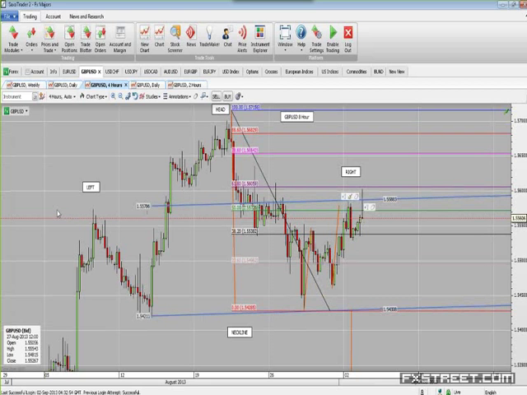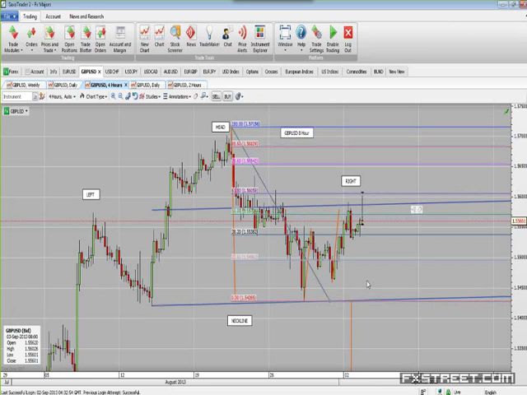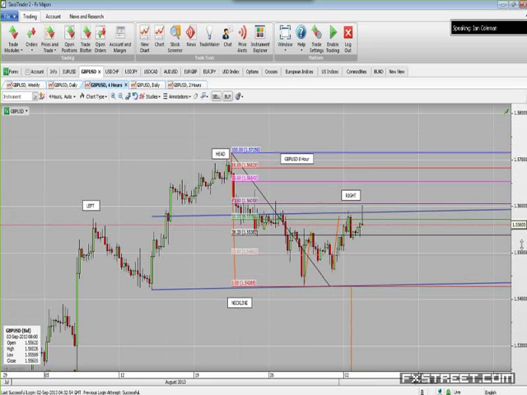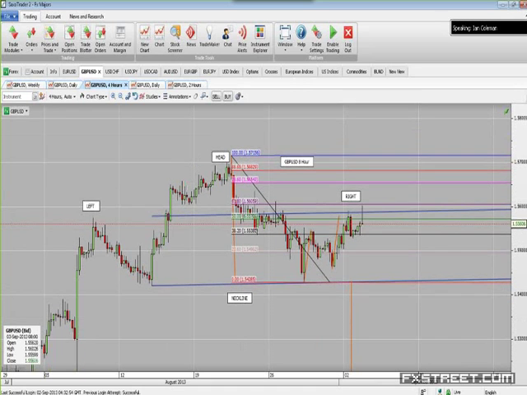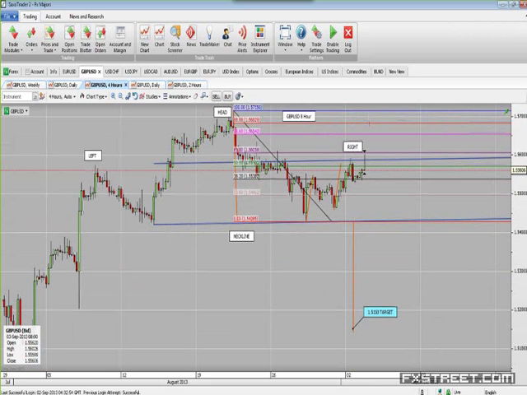This, I believe, is going to be a right shoulder. We're getting a decent rejection from that right shoulder as we speak. Okay, looking for a move down towards the neckline, which is going to come in around about 154.32.